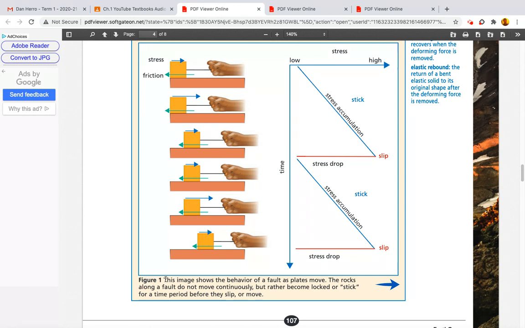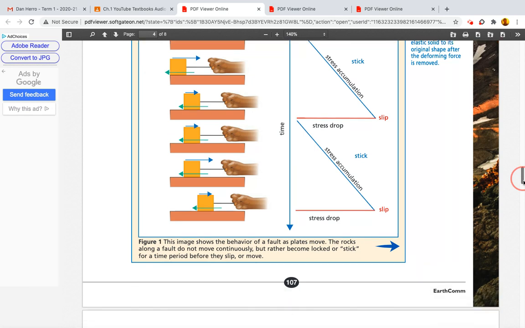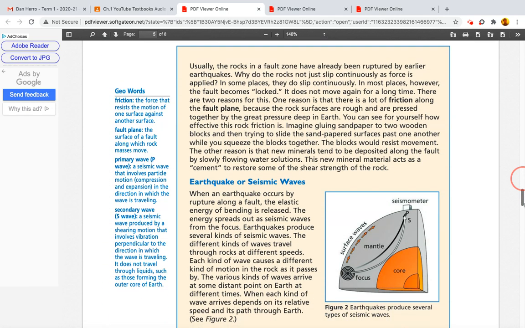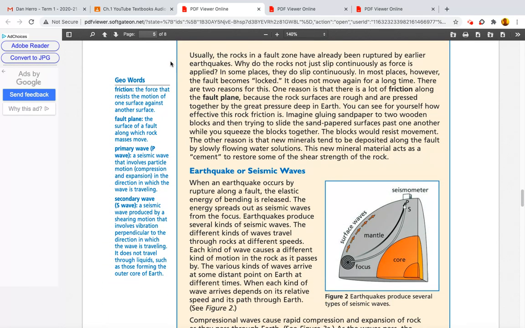So in Figure 1, this image shows behavior of a fault as plates move. The rocks along a fault do not move continuously, but rather become locked or stick for a period of time before they slip or move. Usually, the rocks in a fault zone have already been ruptured by earlier earthquakes.